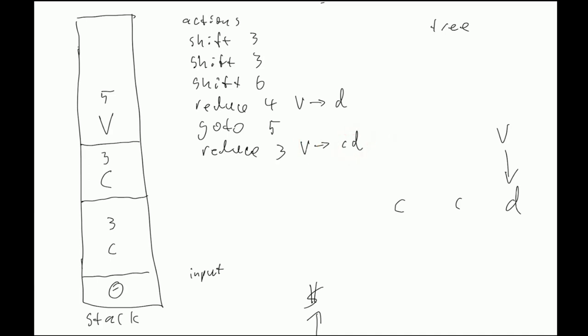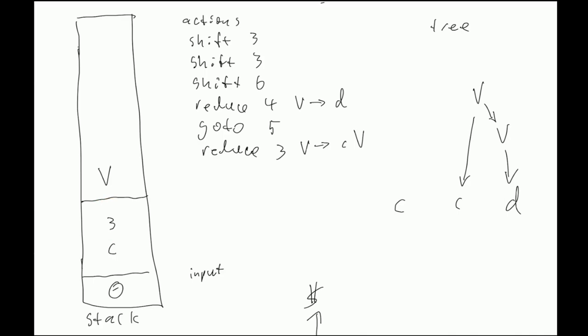Oh, sorry. It's not CD, it's CV. Sorry about that. So we pop these two symbols off the stack and replace it with its parent. These get popped off the stack and replaced with the parent node. And corresponding to that reduce action, we can construct a new parse tree node that records how this grammar was derived.